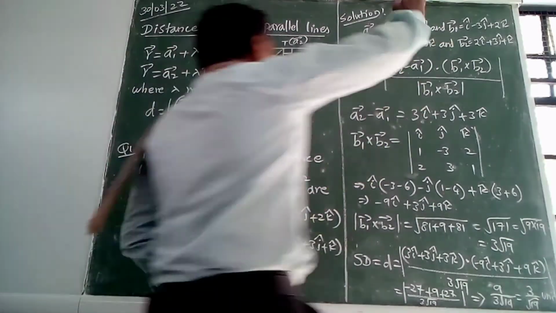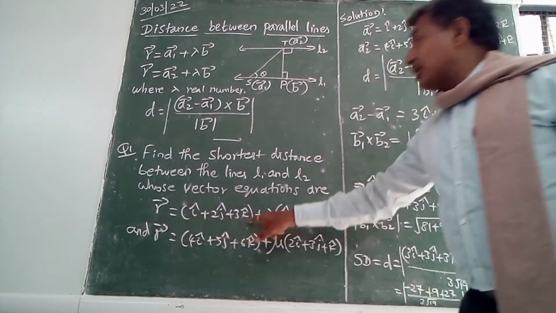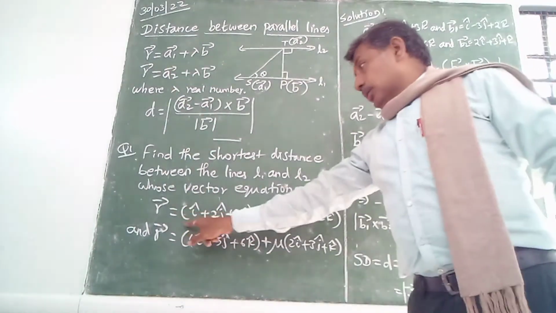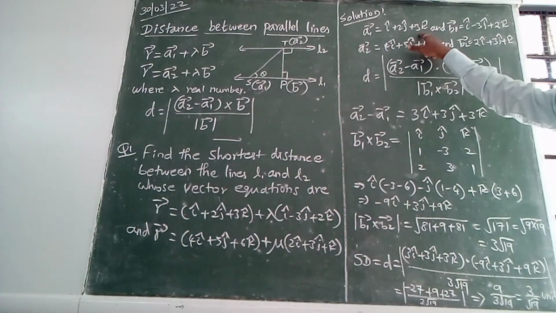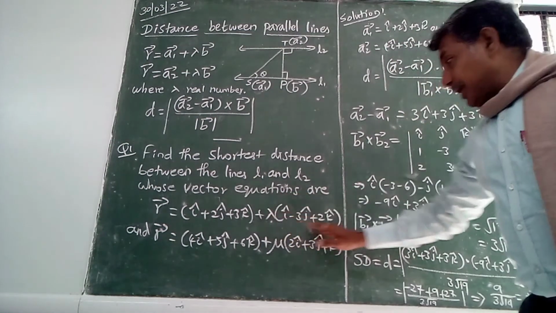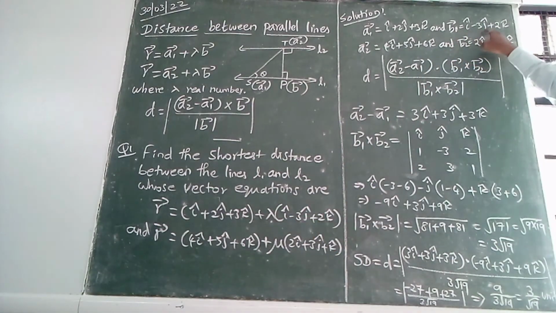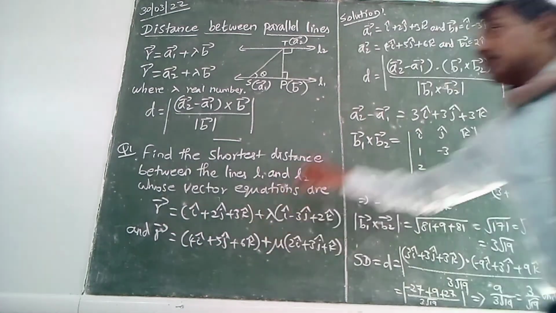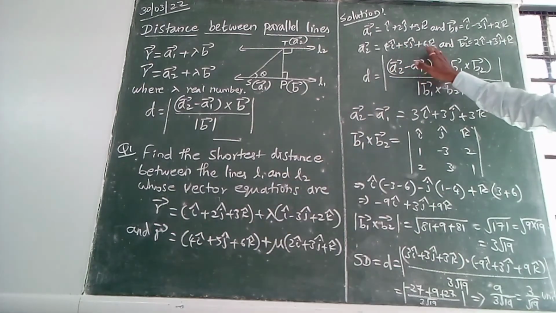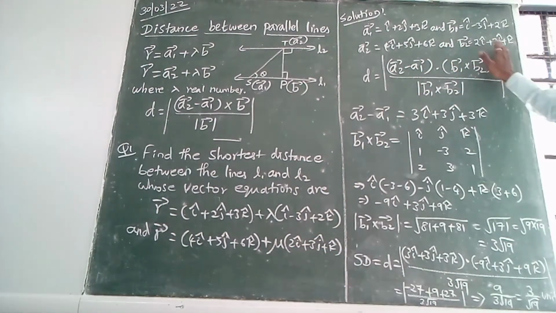In this question, what is A1? In place of A1, what is given? So A1 is i cap plus 2j cap plus 3k cap. Then whatever is given in place of B we take as B1, so B1 is i cap minus 3j cap plus 2k cap. In place of A2 is 4i cap plus 5j cap plus 6k cap, and in place of B2 is 2i cap plus 3j cap plus k cap, right?